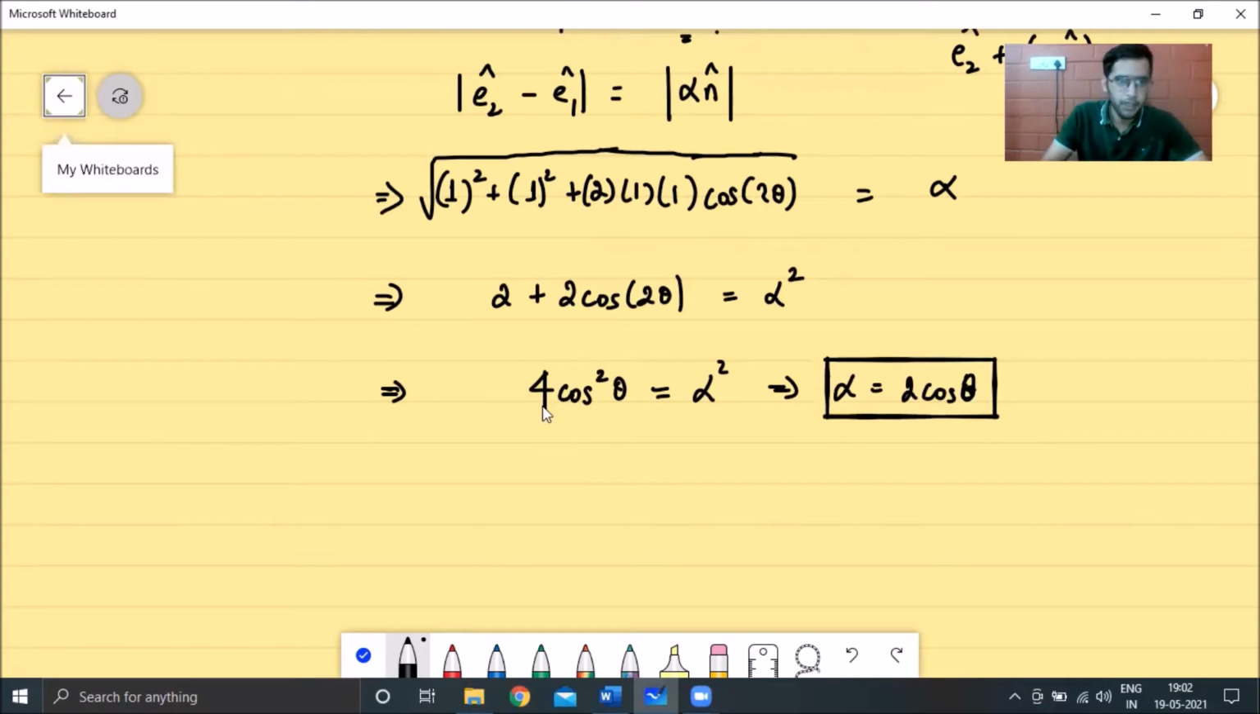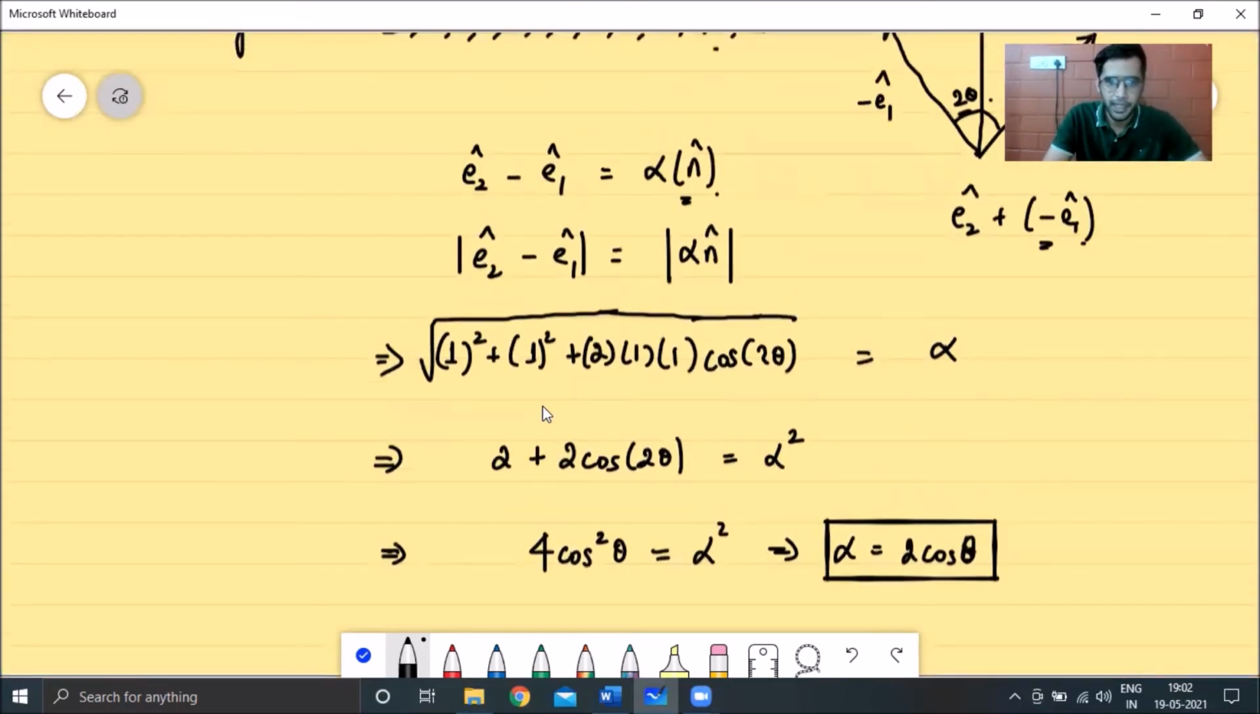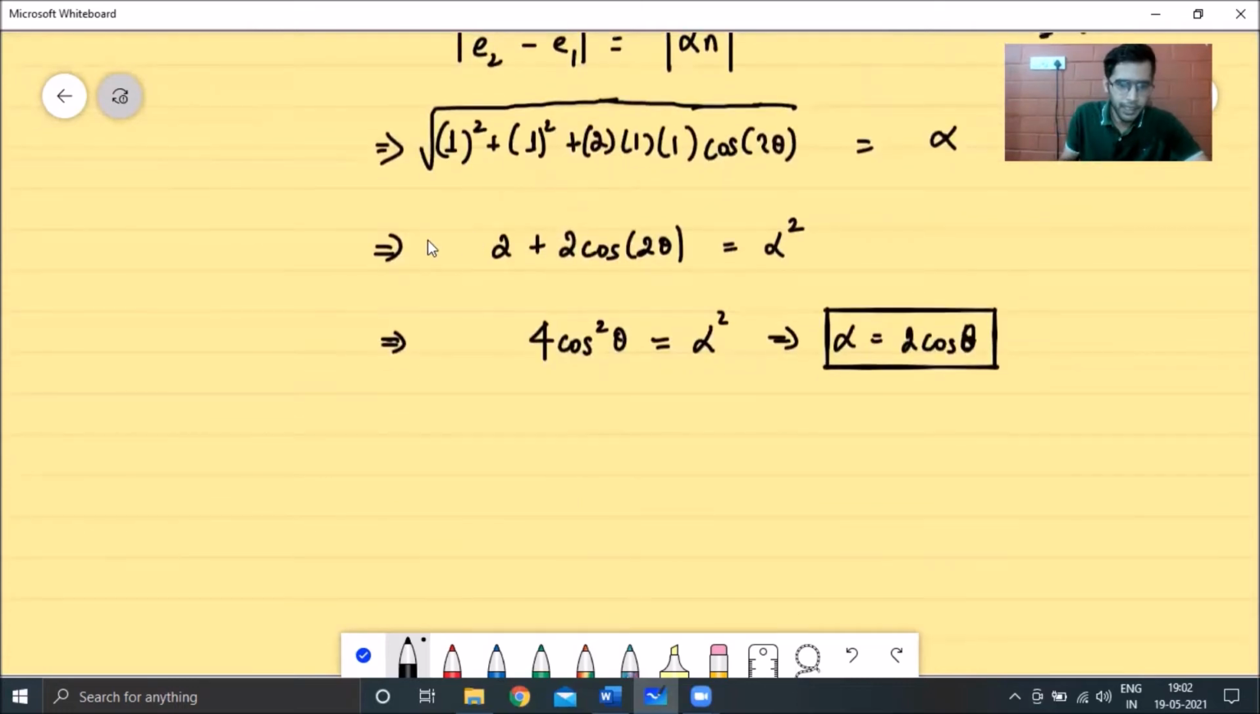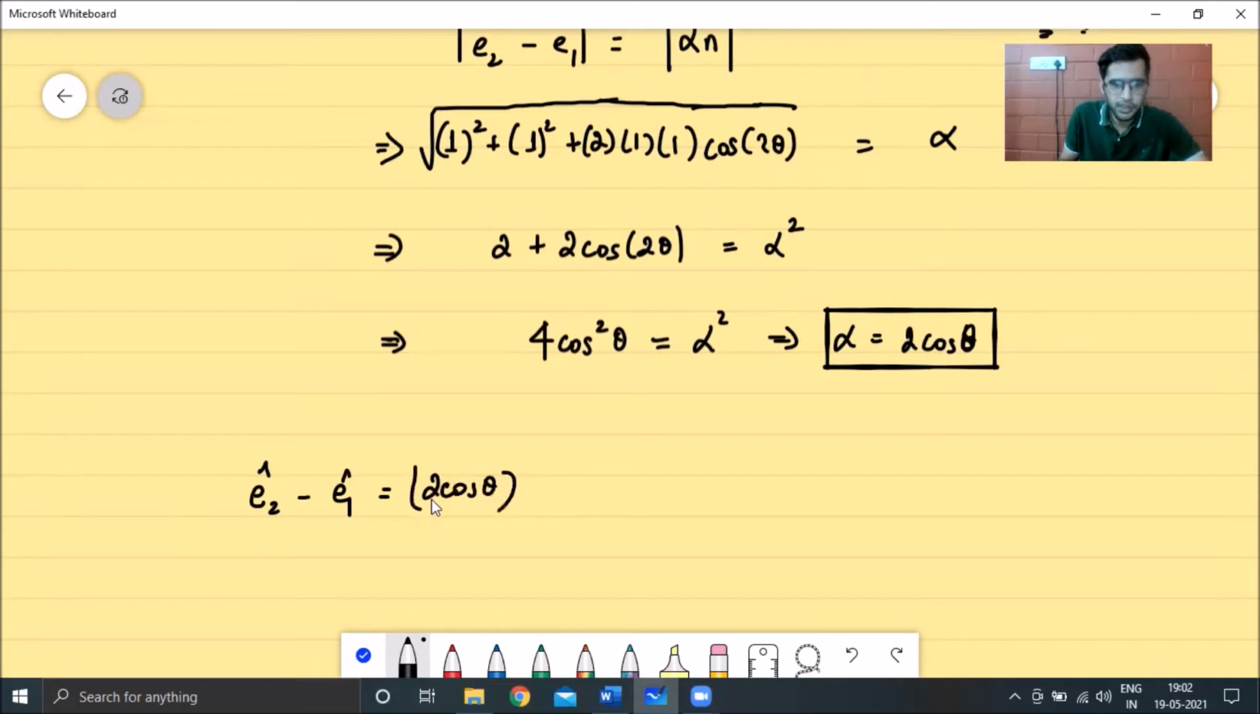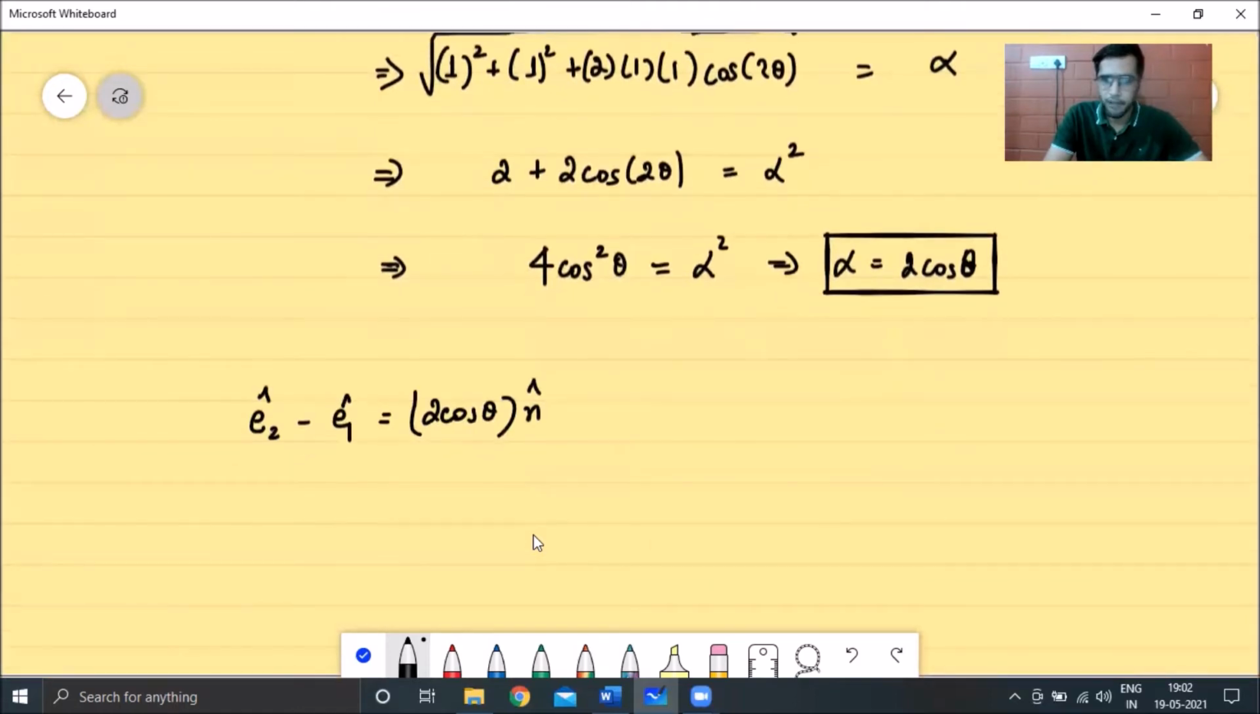Now we'll go back to an earlier relation between E2 cap, E1 cap, and N cap, which was this. And now we found out what was the value of this scalar multiple. So now I can write the relation: E2 cap minus E1 cap is equal to 2 cos theta of N cap, right? And now I want the answer exclusively in terms of E1 cap and N cap, or at least we'll be deriving a relation exclusively in terms of these unit vectors. So we'll also write this cos theta in terms of these unit vectors, right?